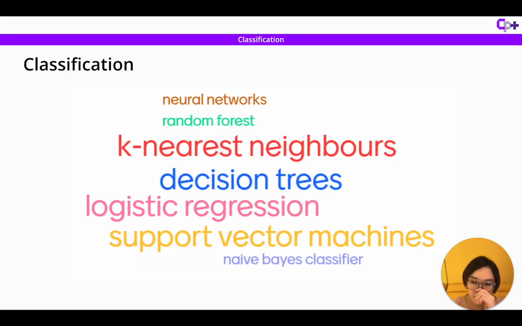That's the only regression algorithm we're going to talk about, because regression algorithms do tend to be a bit more complicated and difficult to visualize. We'll move on to classification.